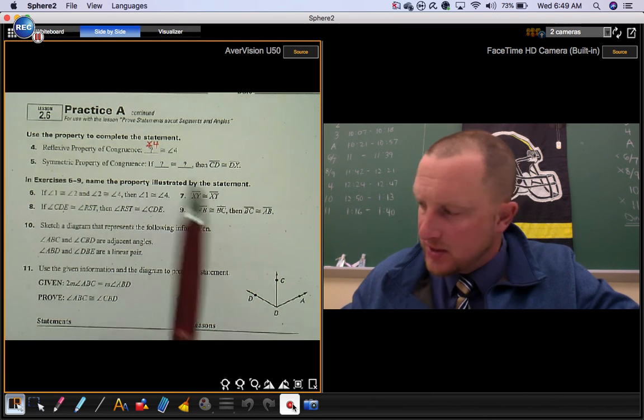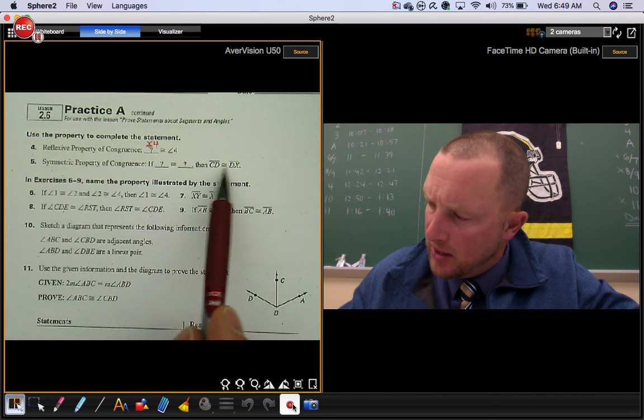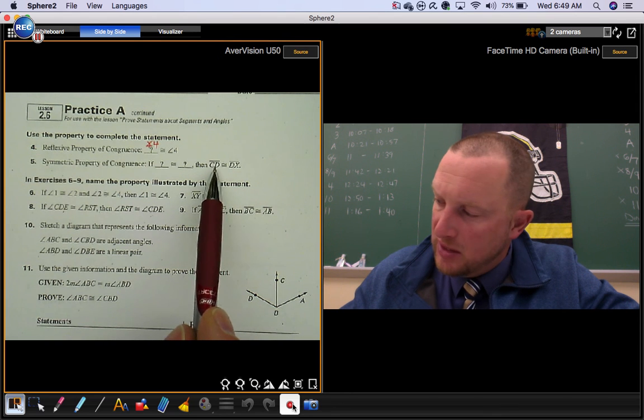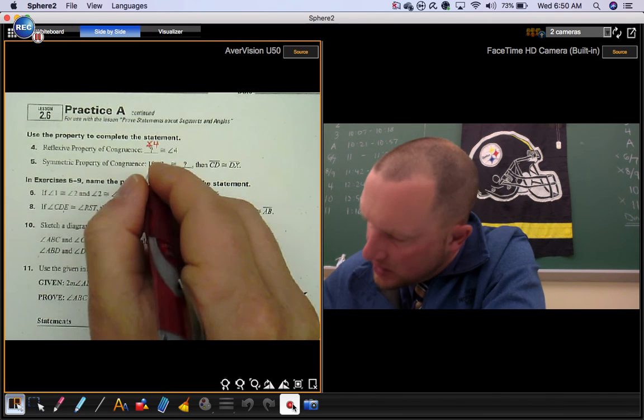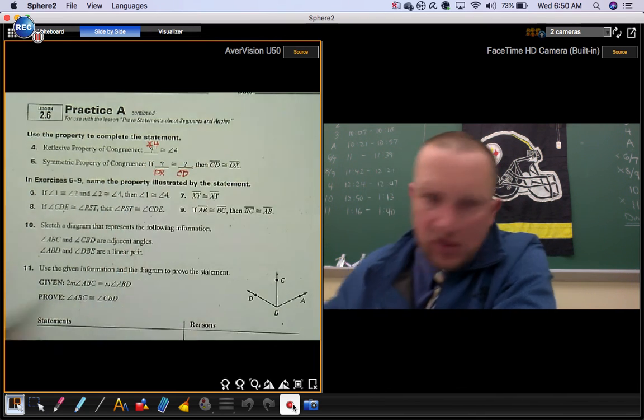Number 5, use the symmetric property. If two things are congruent, then these two things are congruent. Well, remember what symmetric means. Symmetric means if this is congruent to this, you can reverse it the other way. You can say that segment DX is congruent to segment CD.